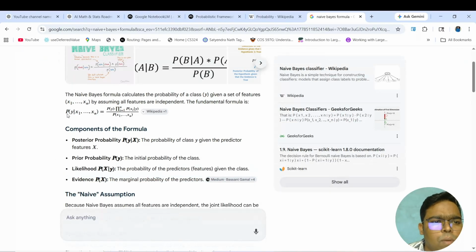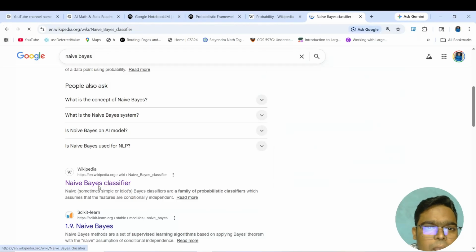So this is the formula: probability of y given x1 through xn. Think of words in NLP. If I have the words in a sentence, like breakfast, and y is, say, tomorrow, what should the probability be? I can count it like this: probability of y times the product of probability of xi given y, divided by probability of x1 through xn. That is very simple to prove. I think Wikipedia has a proof.